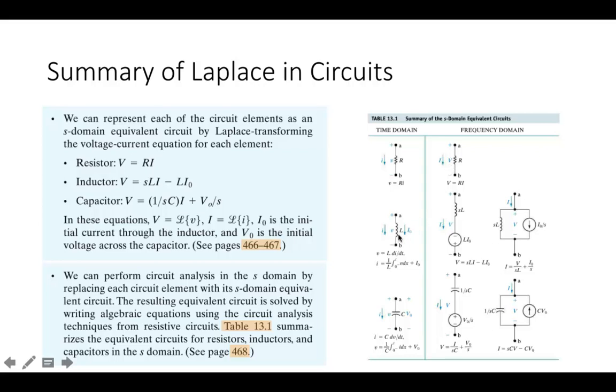An inductor in the time domain can be replaced with an inductor in series with a voltage source, which is more commonly written as an inductor in parallel with a current source. So this is typically the replacement that you will make for an inductor in the Laplace domain. And the capacitor is typically represented as a capacitor in series with a voltage source. As we discussed in class, the Laplace current is the current, obviously, through the series equivalent.